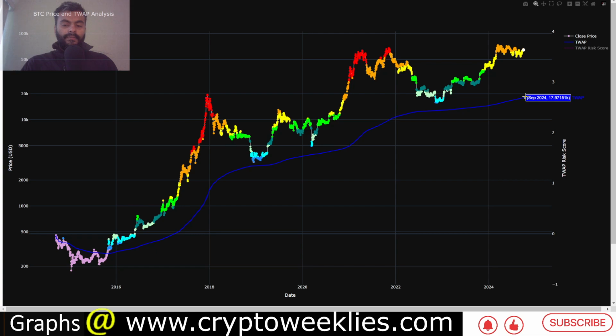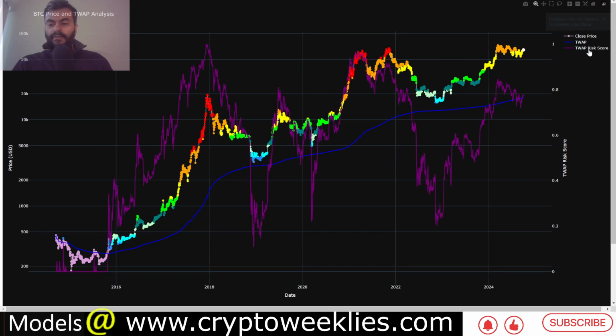17.97, almost 18k. So Bitcoin does not quite reach the time weighted average price due to its growing adoption. Even in the bear market, you can see that in January 2023, the time weighted average price was almost at 13k. The eventual bottom was at around 15.5 or 15.8k. So this model analyzes the distance between the price and the time weighted average price, and based on that distance, the risk is calculated. Right now, the risk for accumulation is at around 0.77.